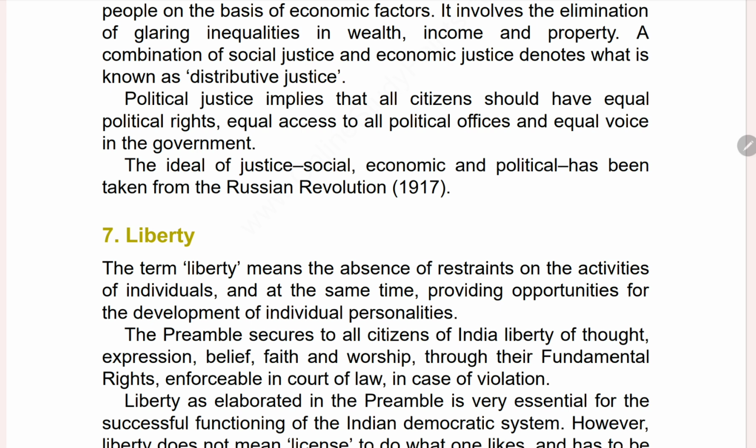So this concept of justice, that is social, economic, and political, has been taken from the Russian Revolution. That is important from an examination point of view.